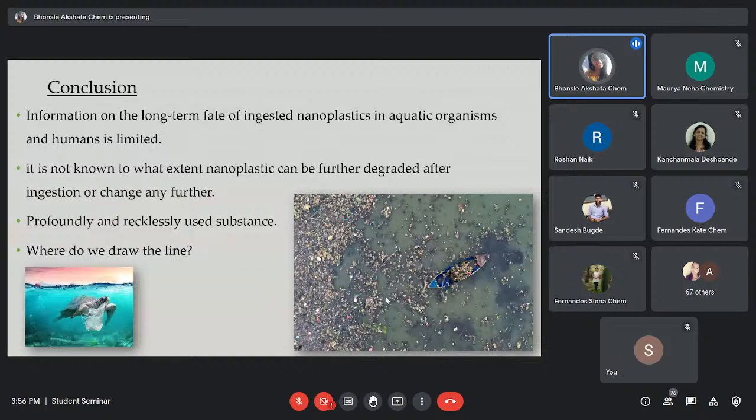Because when plastics were produced, they were said to revolutionize the world, but now they are serving as a major environmental threat. So where do we draw the line? When do we draw the line? It is a question of the near future and a question of great concern.